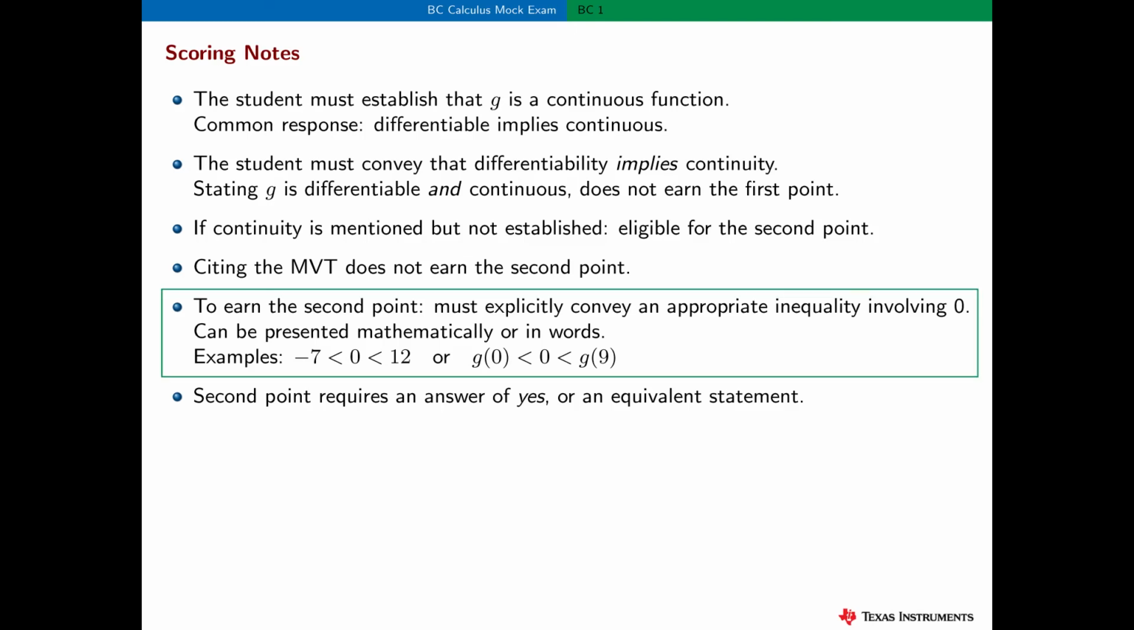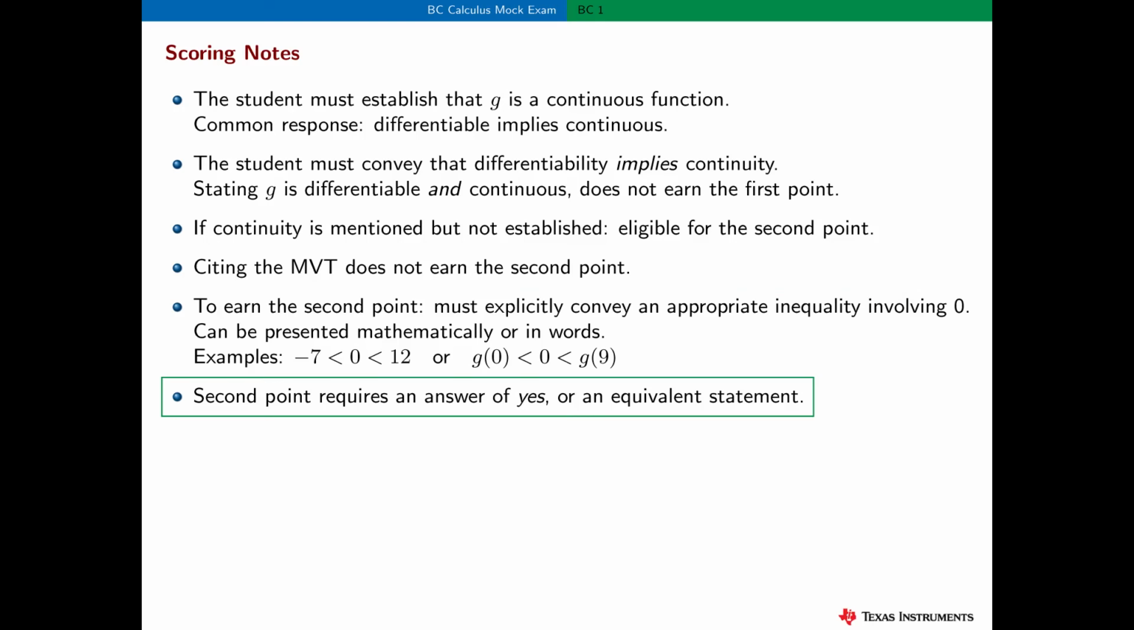To earn the second point, the student must convey an appropriate inequality involving zero. And this can be presented in words or analytically. And here are two of the most common examples. And finally, the second point also requires an answer of yes, or some indication that there is indeed such a value c.